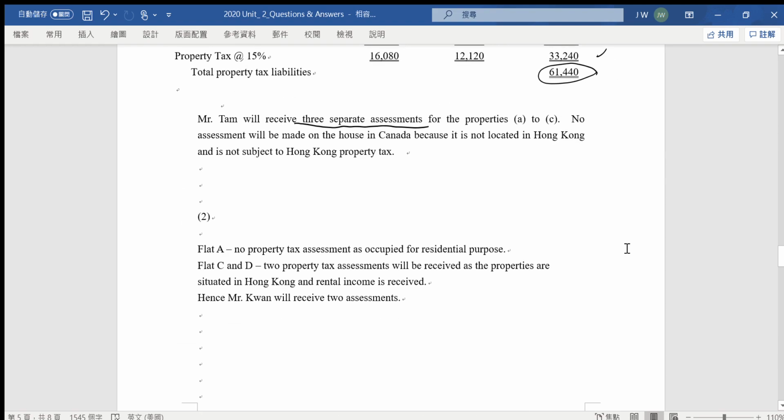Okay, that's why you can further discuss: A, because that is for residential purposes and is not rented out, has no rental income, so it won't be subject to property tax. And C and D are situated in Hong Kong and also receive rental income, that's why they will be subject to property tax. And finally, you can say that Mr. Guan will receive 2 assessments only.